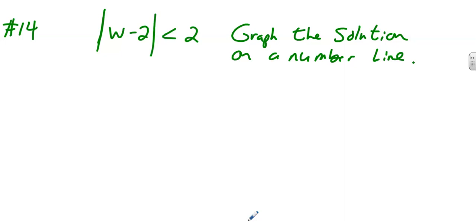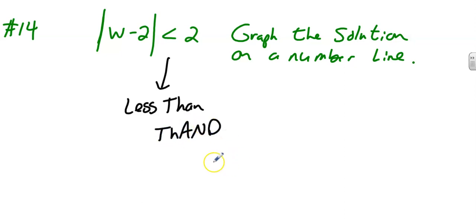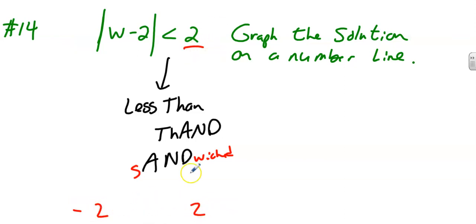And here's where you have to play the word association. Less than, right? Okay. If it's less than, that means it's going to be an and statement. And with absolute values, it's always going to be sandwiched between the positive number here and the negative number here. So whatever this number is that you get here, you're going to sandwich it between the positive and negative on that part.